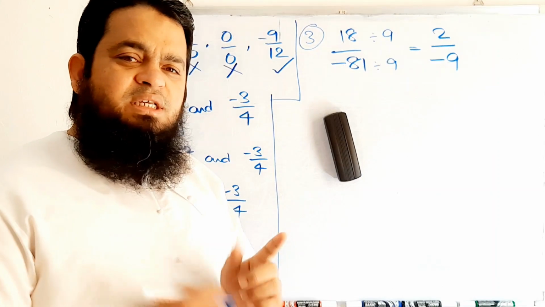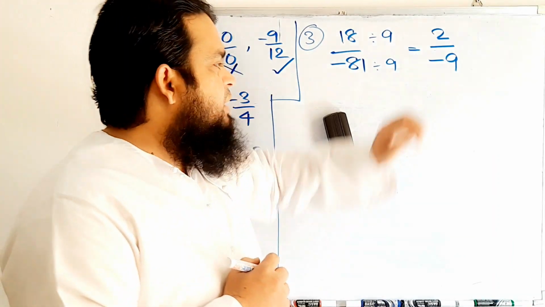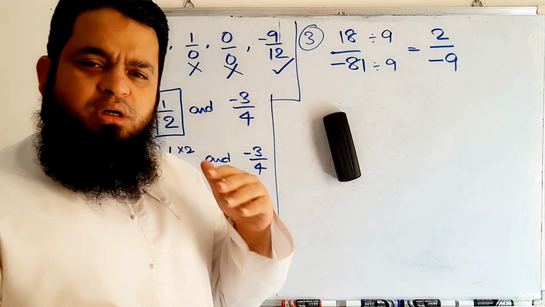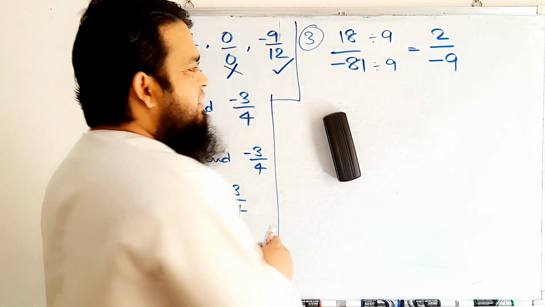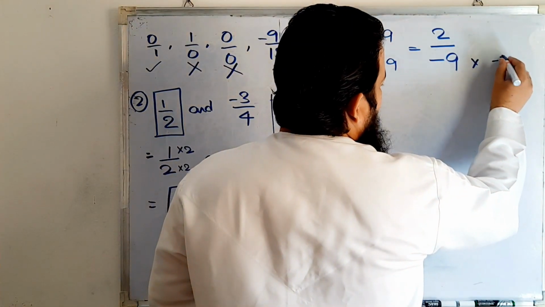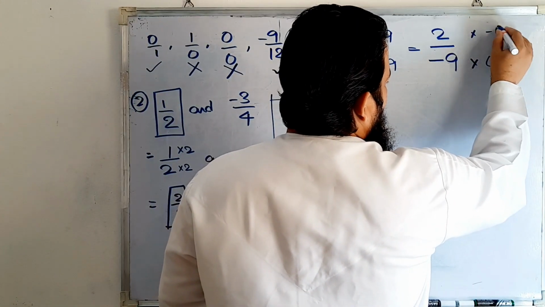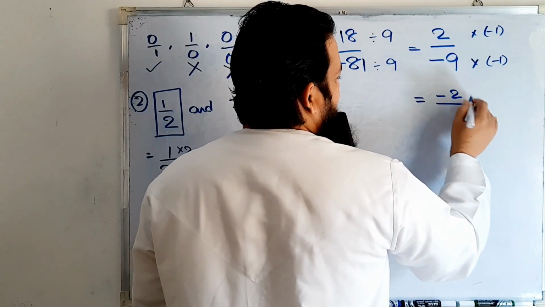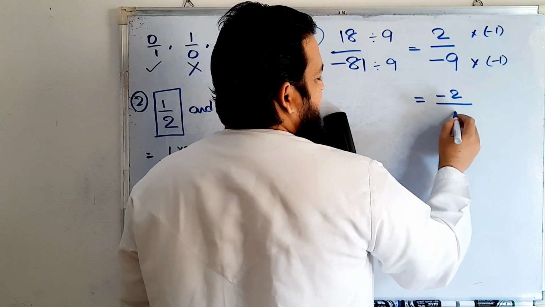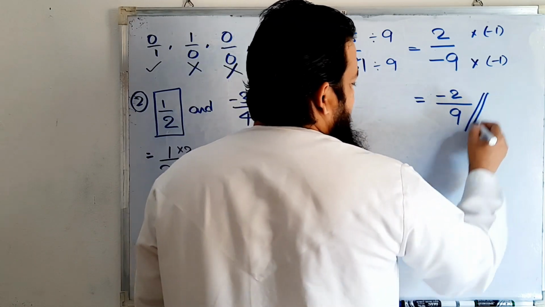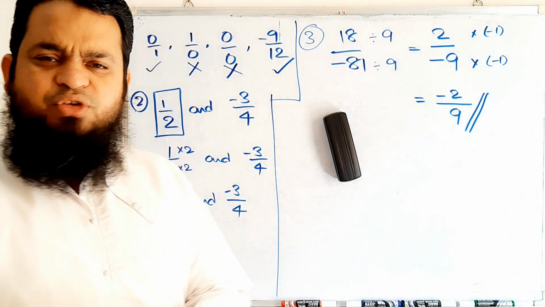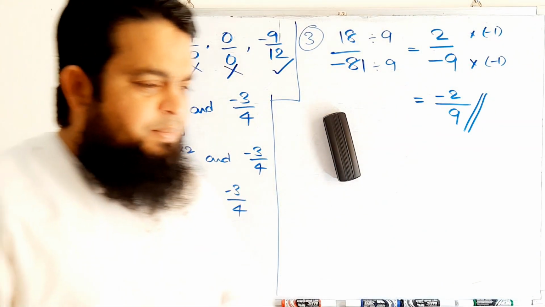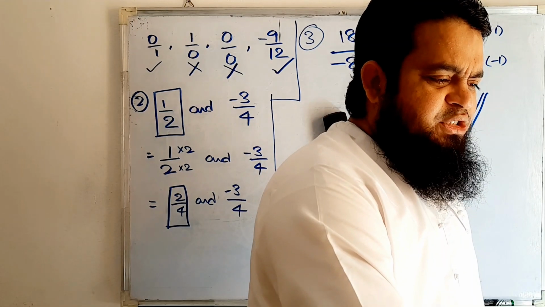But the second thing we have to take care of is that the denominator should not be negative. So in order to take out the negative, multiply by minus 1 in numerator and denominator. So 2 multiplied by minus 1 is minus 2, and minus 9 multiplied by minus 1 is plus 9. So this is the simplest form of 18 by minus 81. Good? Yes. Let us go for the next one.